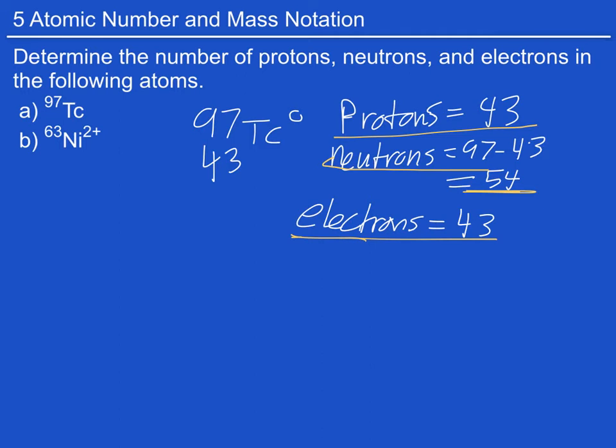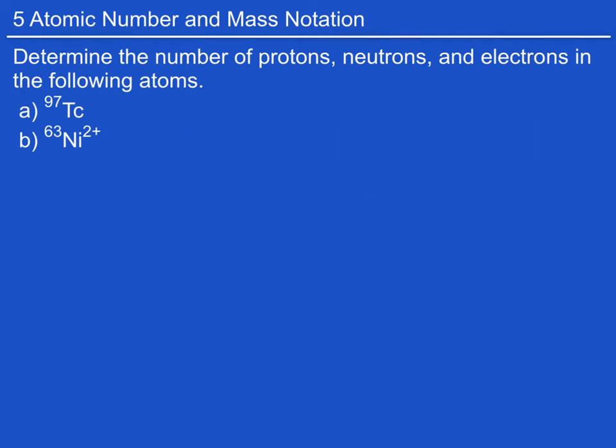Okay, let's take a look at the second one. For this one we are looking at nickel, 63 nickel 2+. And the first thing we need to do again is look on the table. You can see it's a transition metal. It has a Z atomic number of 28.